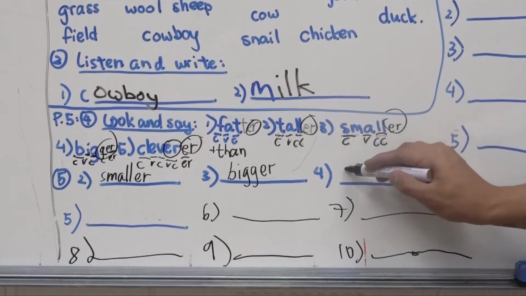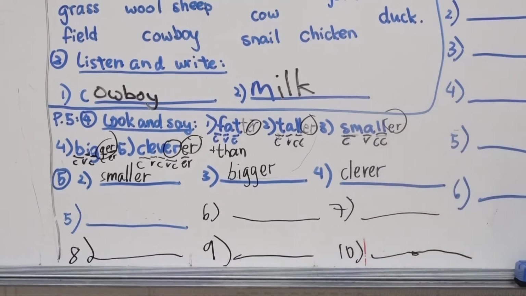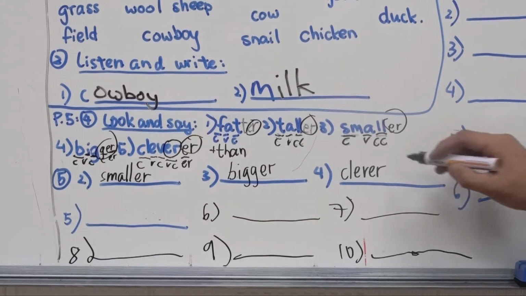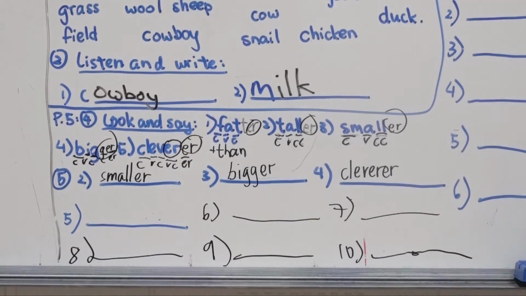Number 4 we talked about before, right? Number 4 is clever. C-L-E-V-E-R. What do I have to put for clever? Another E-R, right? Cleverer.